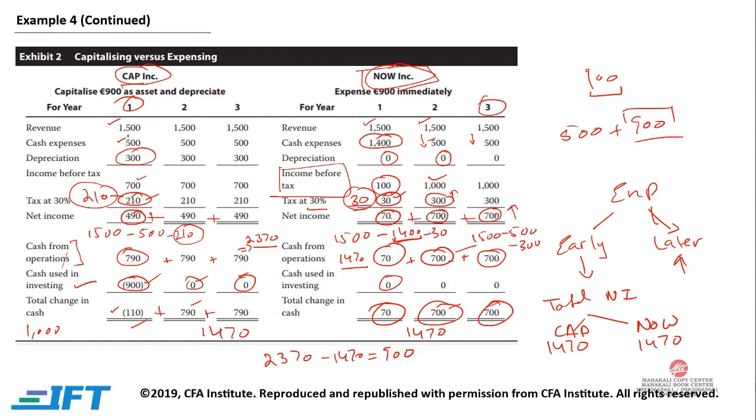And over here we are not deducting the whole 900, but instead we are depreciating and only 300 is being deducted. So our income before tax is quite high, and because of that our income tax is high as well.